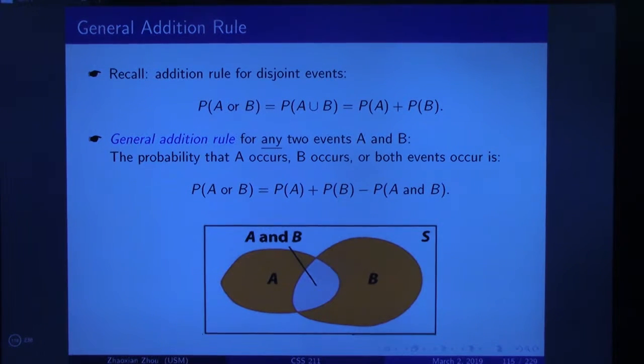Today we are going to discuss more probability rules. Recall that we discussed before the addition rule for disjoint events. If event A and event B are disjoint, that means there is no overlap. Something that occurs in A cannot occur in B.